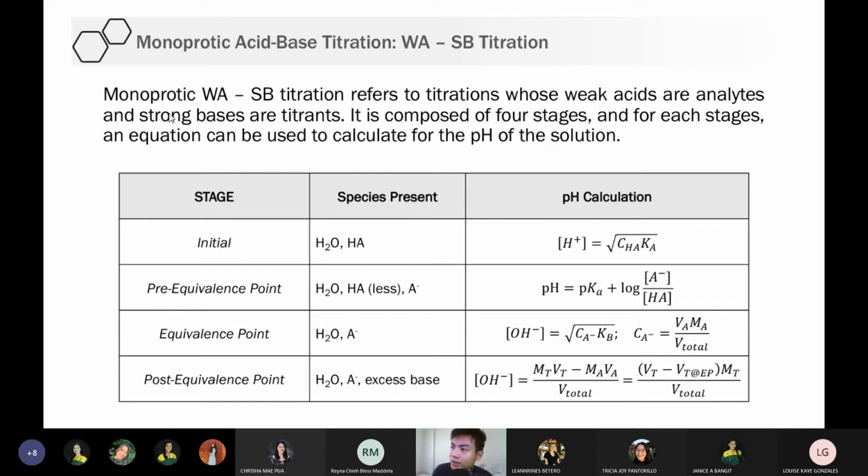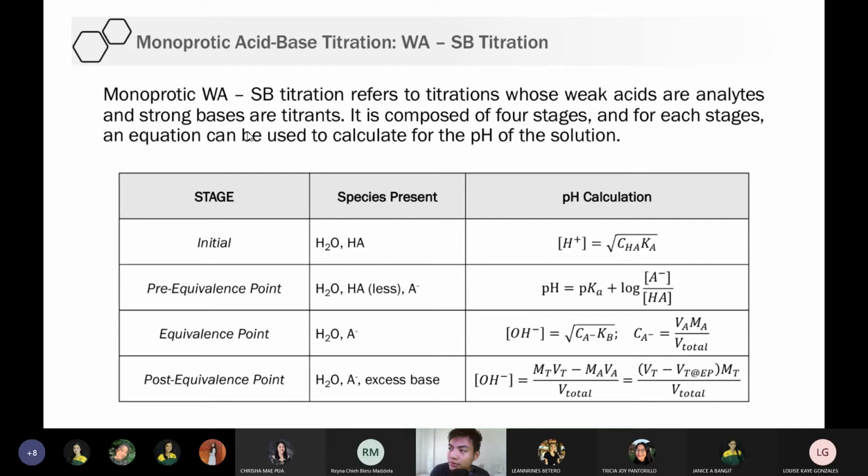Okay? So pag sinabing strong base, ito yung mga bases that are fully dissociated. So technically, sila yung group 1 hydroxides and barium hydroxide, no? And the other hydroxides ay precipitates. Okay? So yun yung idea.